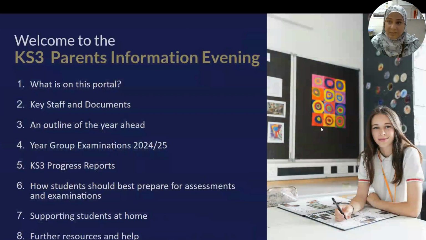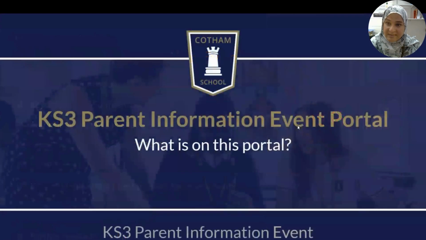So what we're going to talk about today in the parent information event is what's on this portal, what it looks like. I'm going to be talking to you about the key staff for year 7, 8 and 9 and key documents that you can look forward to receiving, an outline of the year ahead for Key Stage 3, the year group examinations, Key Stage 3 progress reports, what they look like, and how students can best prepare for assessments and examinations, and most importantly, what you can do to support your child at home. Okay, so let's get started.